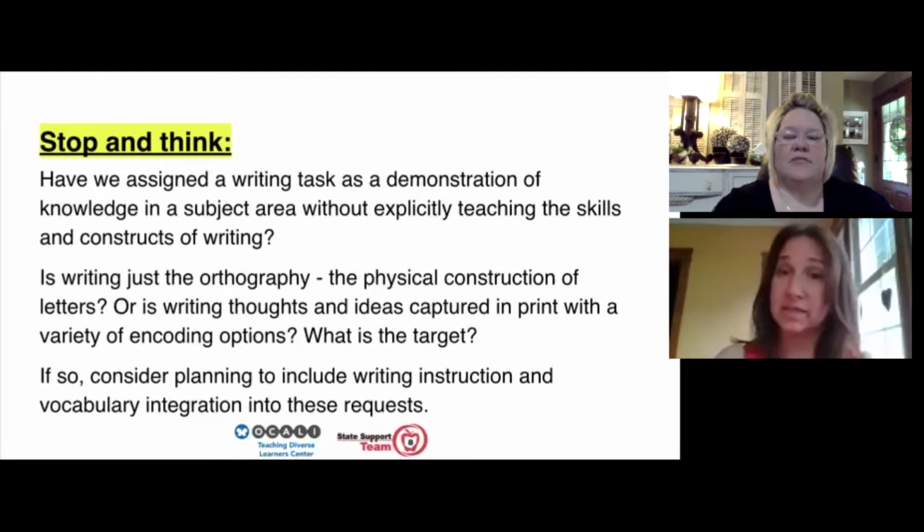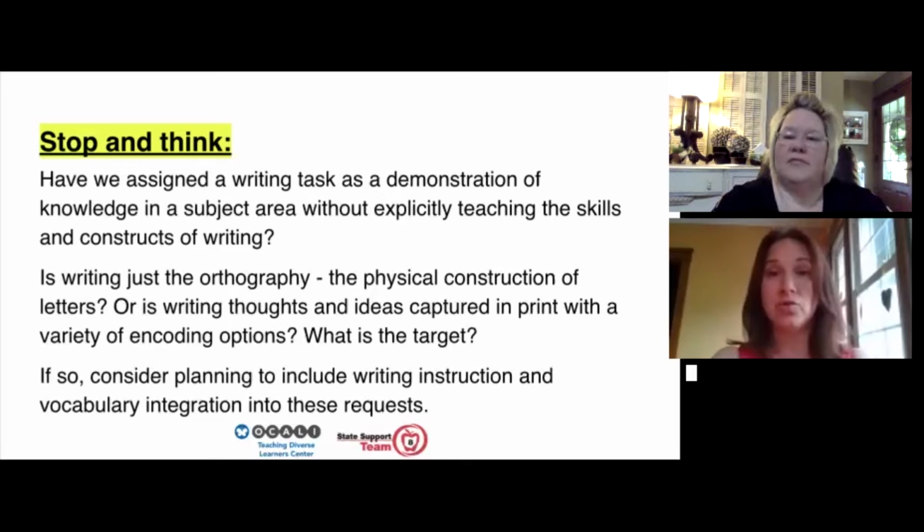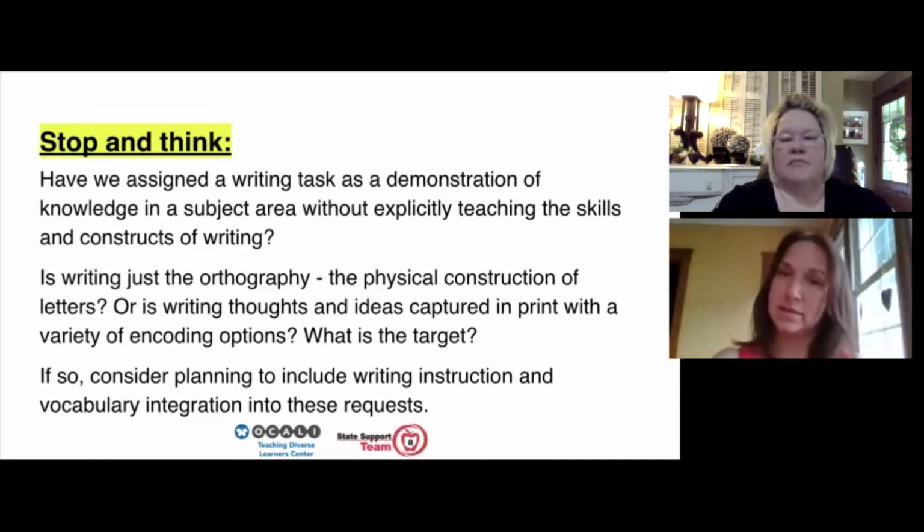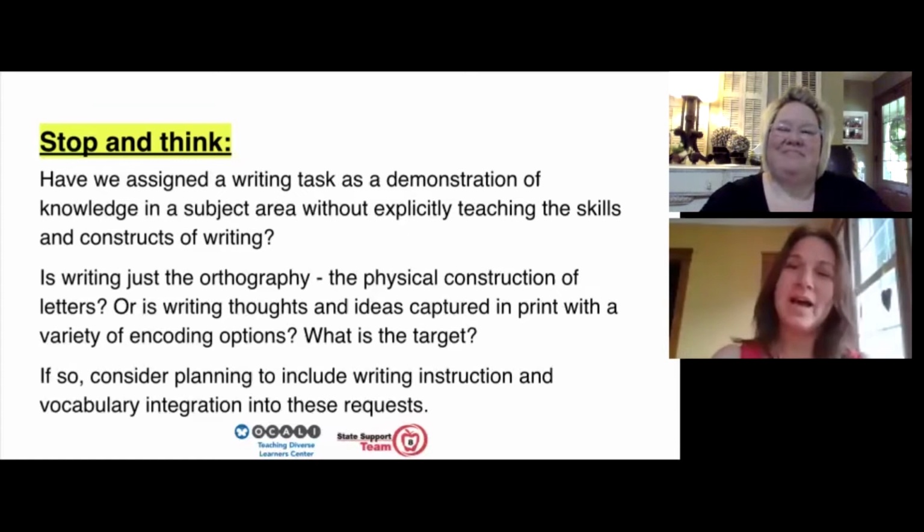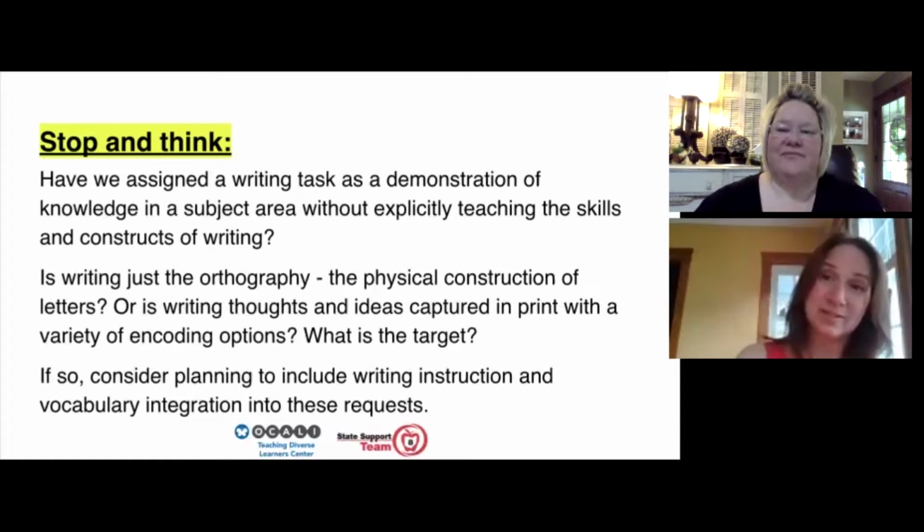If so, on the first piece, on possibly not necessarily explicitly teaching constructs of writing, we may want to consider planning to include writing instruction and vocabulary integration into requests for writing products. So making sure that students know how to write before we're asking them to write about content. So this is a lot to think about, we know, but hopefully by the end of this session, you will get some ideas of how you can talk about and think about and plan for writing with all of your students.